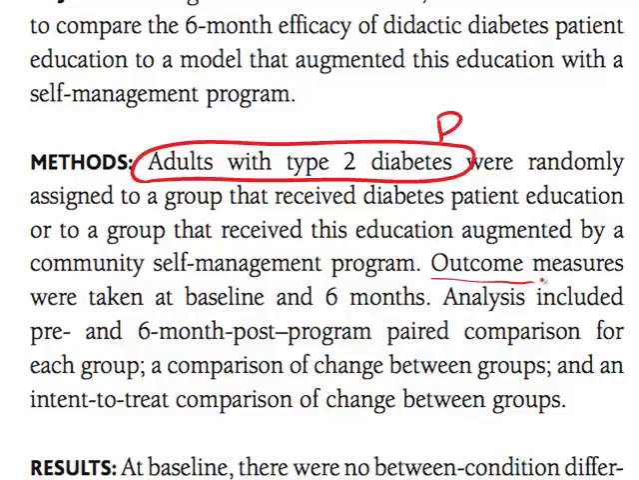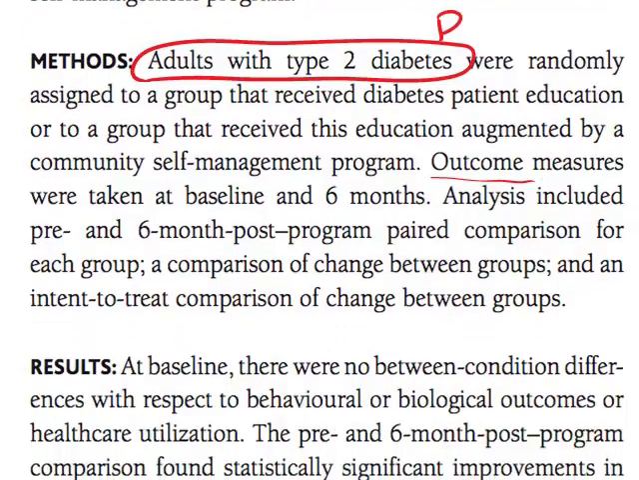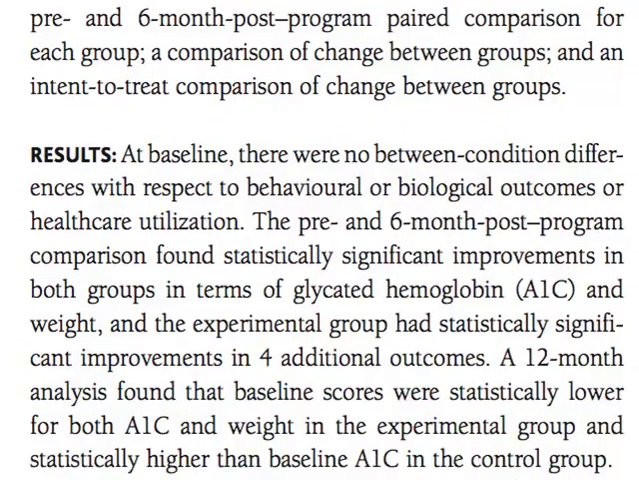Now, the outcome is mentioned here, but no details are given, and the response variable certainly isn't given. But later on in the abstract, we learn a little bit more about what the outcome is and what these response variables might be. They must measure this thing, whatever that is, glycated hemoglobin, and also the subject's weight. So they would be the response variables.